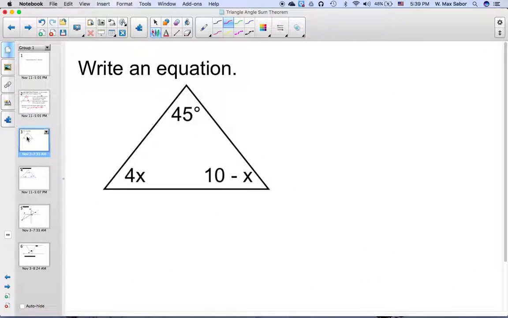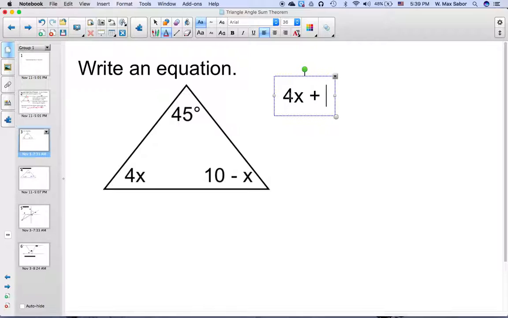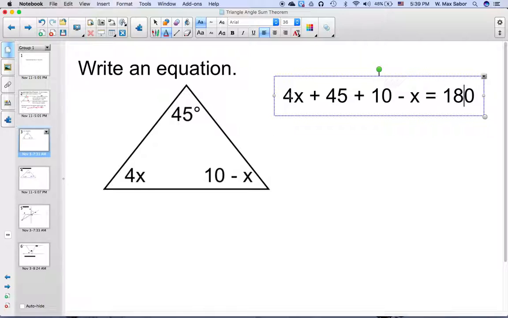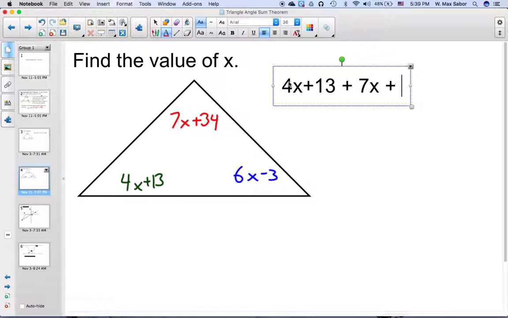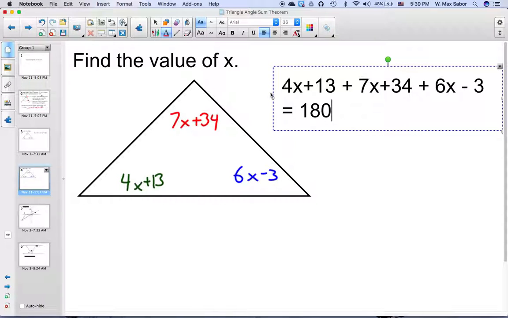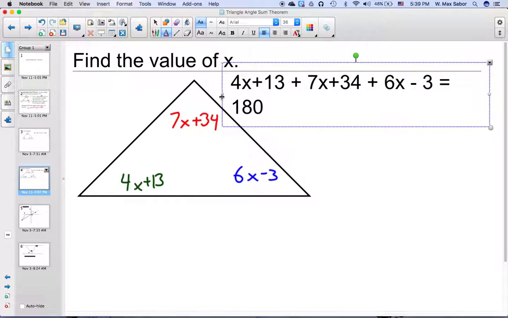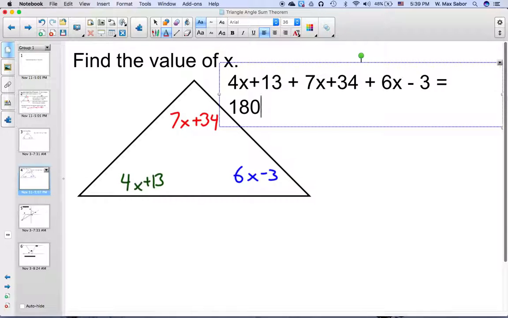We use this all the time in geometry, and here's a simple example. We can write the equation that the three angles, whatever those angles are, have to add up to 180. So here were our three angles, they add up to 180. Here, if I ask for the value of x, not only do I have to write the equation, 4x plus 13 plus 7x plus 34 plus 6x minus 3 adds up to 180. But also, I can solve that.